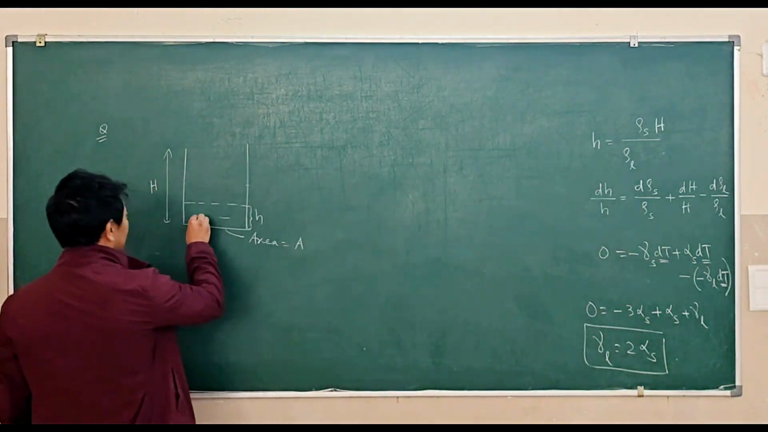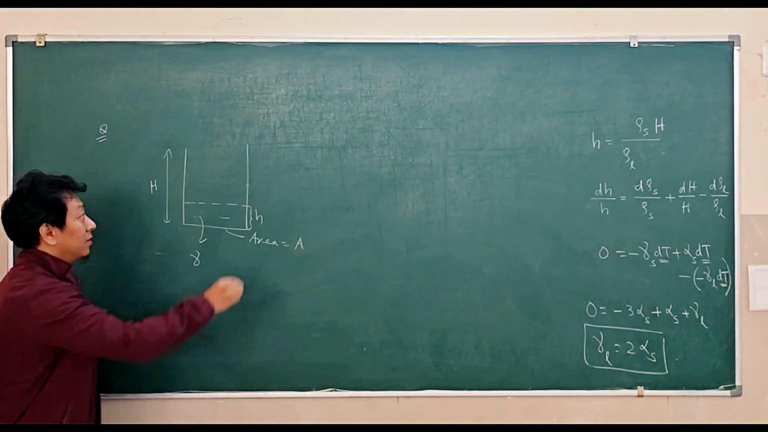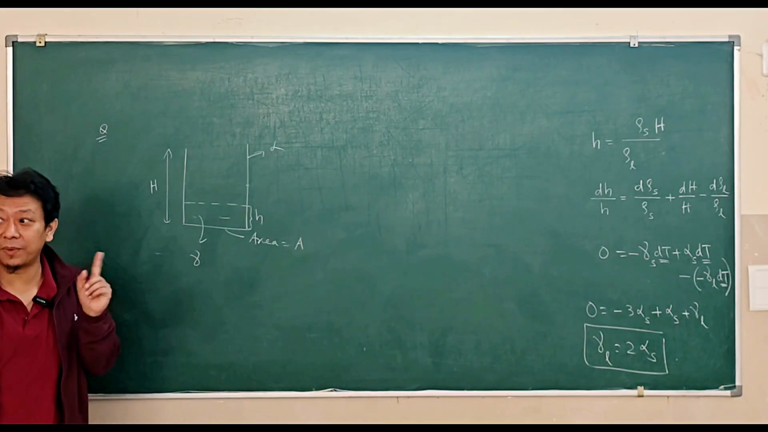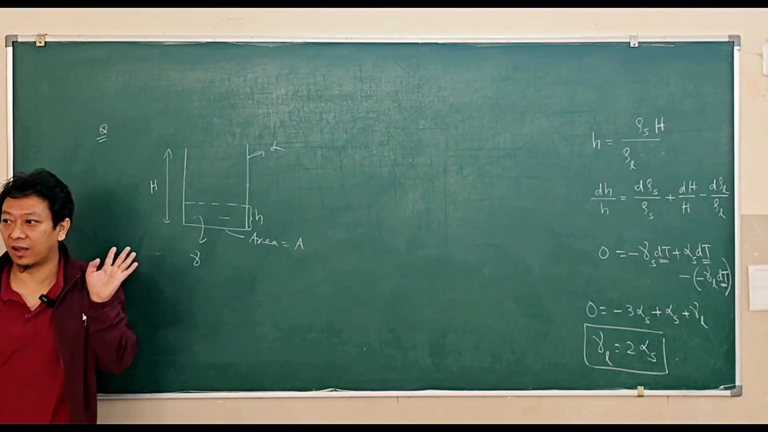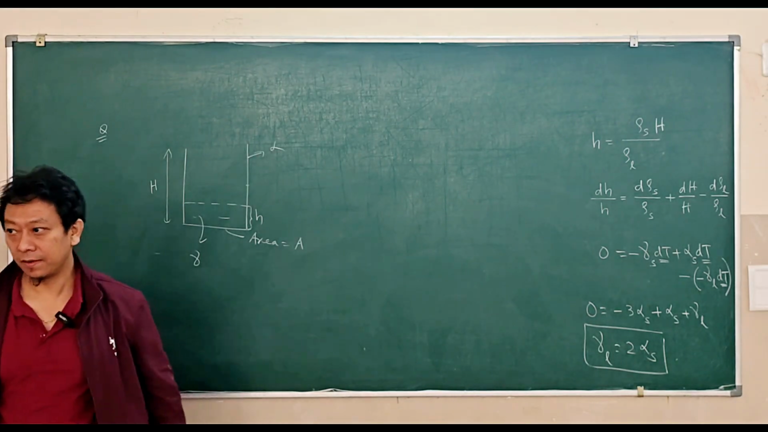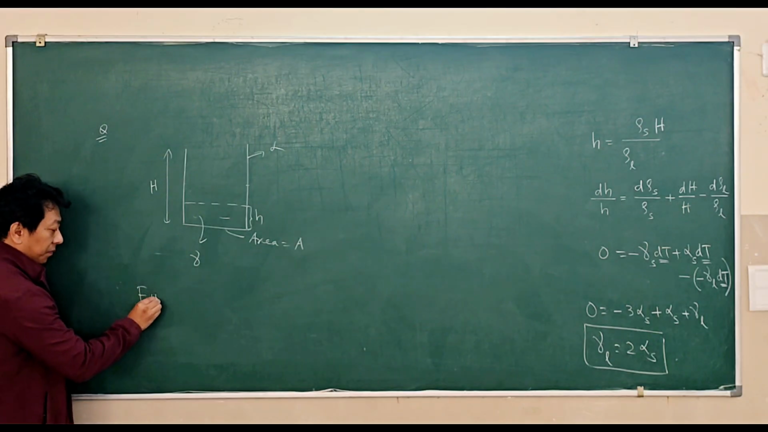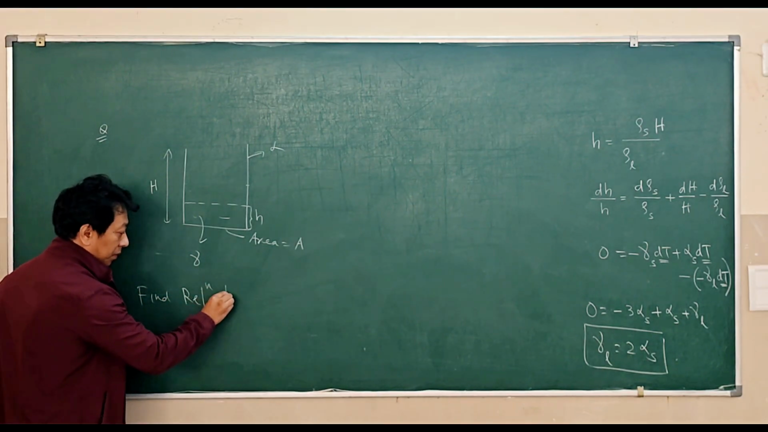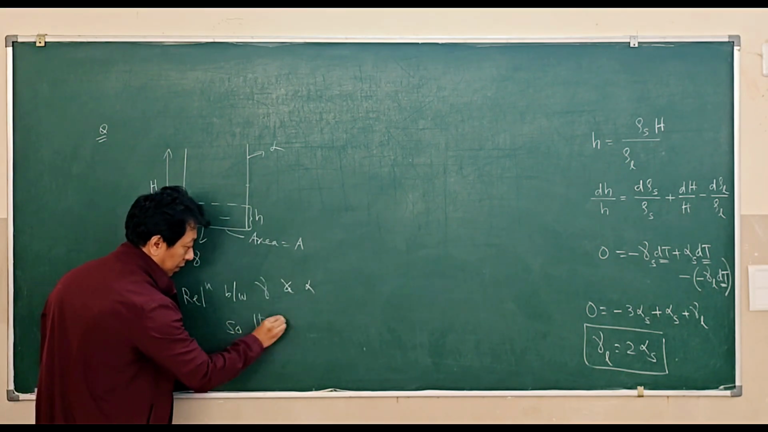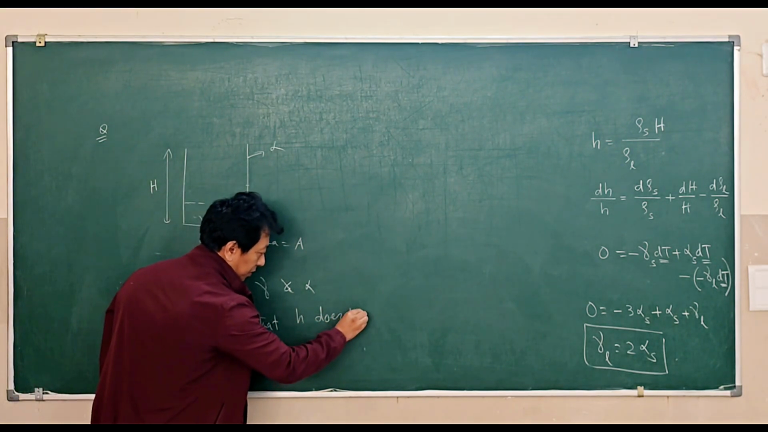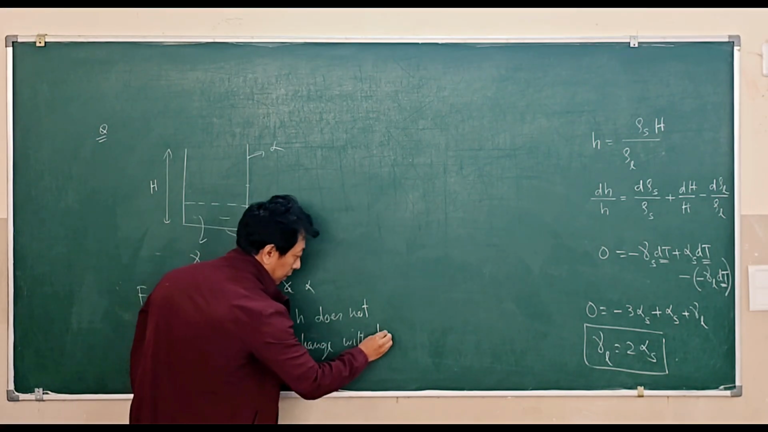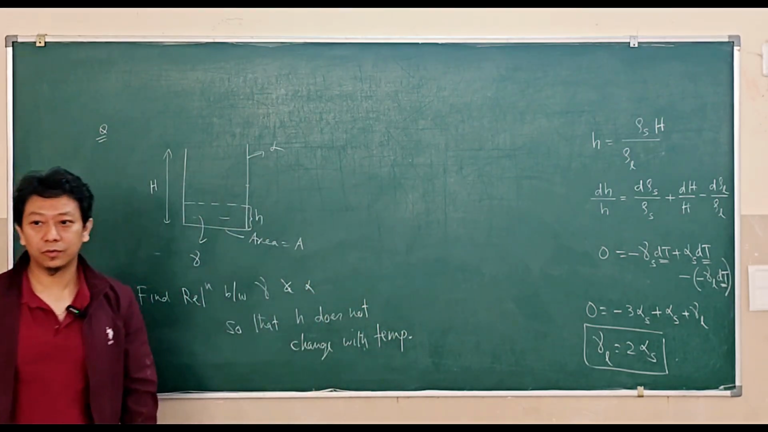Question is, this one has gamma, this one has alpha. So please understand, they are gamma and alpha for different materials. So don't write, sir, gamma equal to 3 alpha. Gamma equal to 3 alpha was for one material when I derived, one solid. So now question is, find relation between gamma and alpha so that H does not change with temperature.